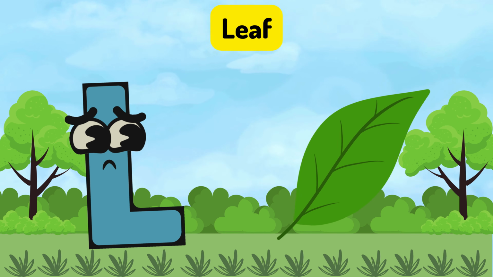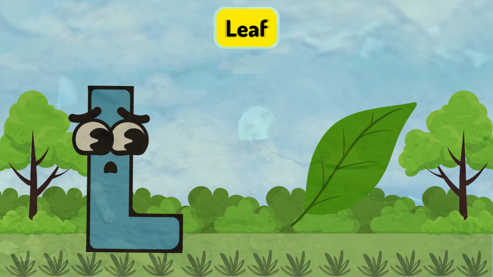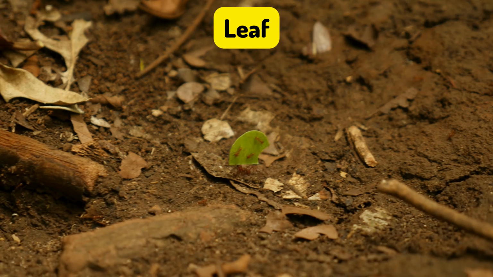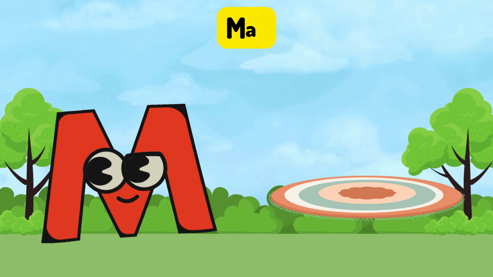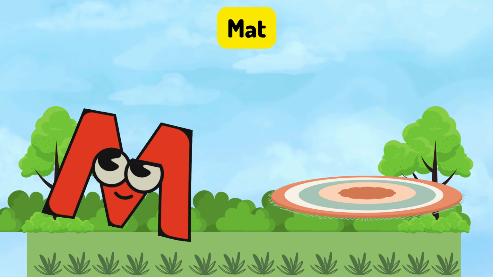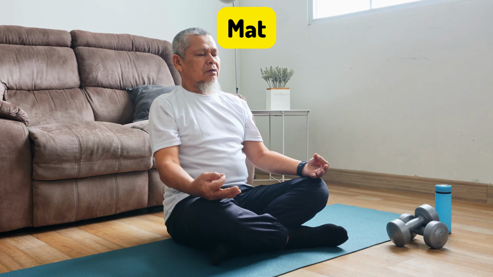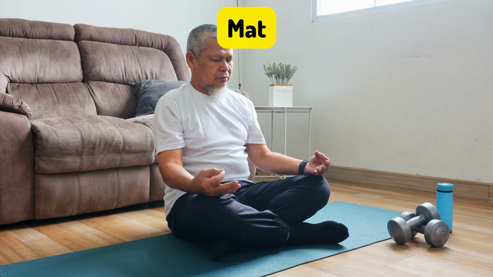L is for leaf. L leaf, L leaf, L leaf. M is for mat. Mat, mat, mat, mat.